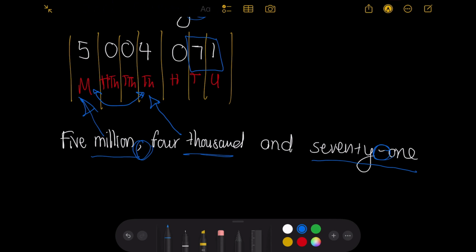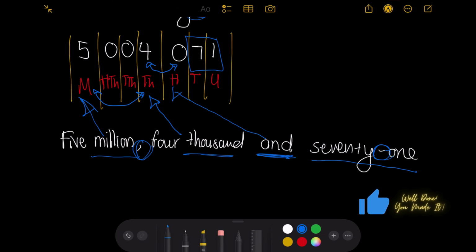So that's really, really important. There's no comma between the 4 and the 0 as I transition from thousands to hundreds, because one of them has a 0, and because of that no comma is used, but and is specifically used to check that.